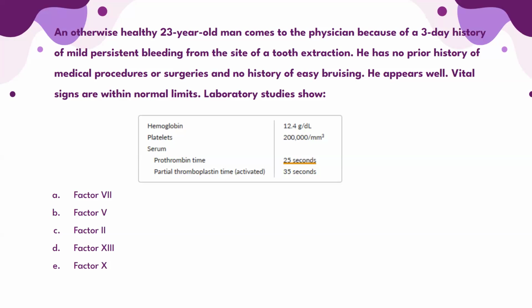Factor 7. Yes, exactly. Factor 7. Perfect. Would you like to explain why? Because factor 7 is part of the extrinsic pathway, and the extrinsic pathway is measured by the prothrombin time, the PT. Yeah, that's perfect. That's all you really need to know.